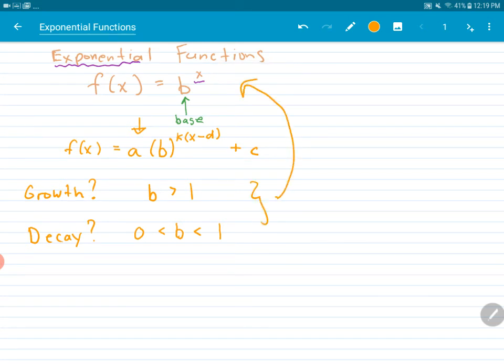You can also pick growth and decay out through transformations. So growth is always going to look like this, right? It is growing. It's getting bigger as x gets bigger. And our decay is always going to look like this. So whether you do that with transformations or whether you have your base greater than 1 or between 0 and 1, that's the shape that you are looking for with your growth and decay.